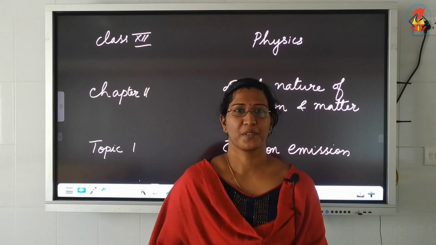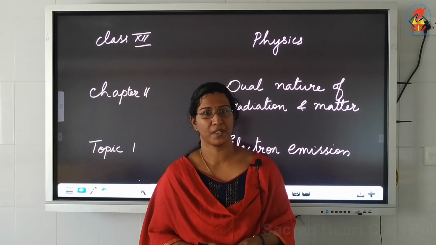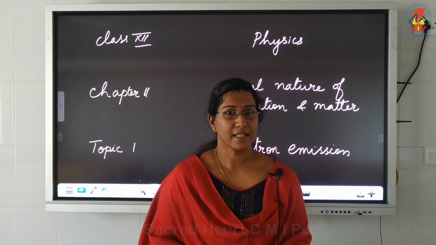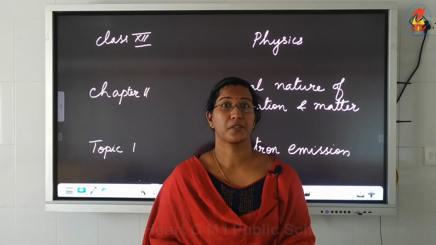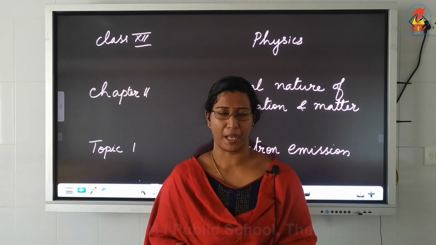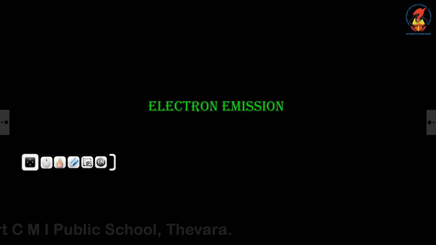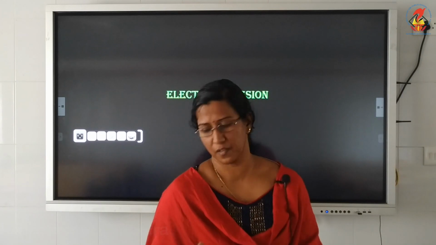Hi students, today we are going to discuss a new chapter, dual nature of radiation and matter. And in this video we are going to discuss electron emission, which is the first topic in our chapter. Electron emission means emission of electrons from a surface.